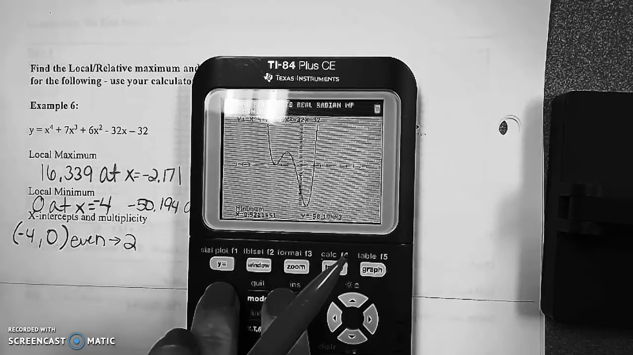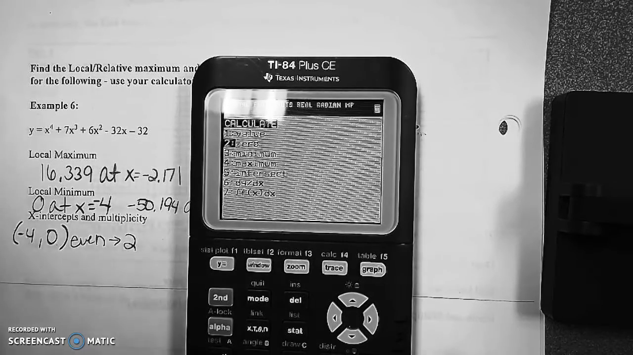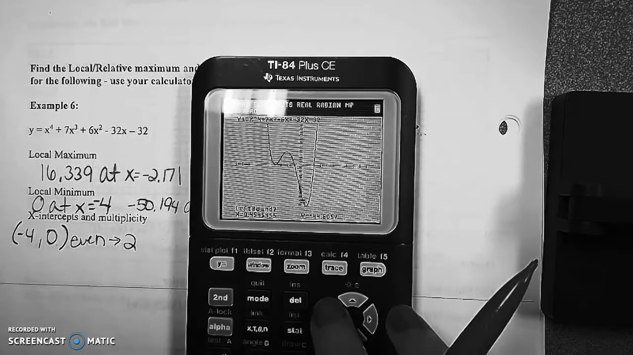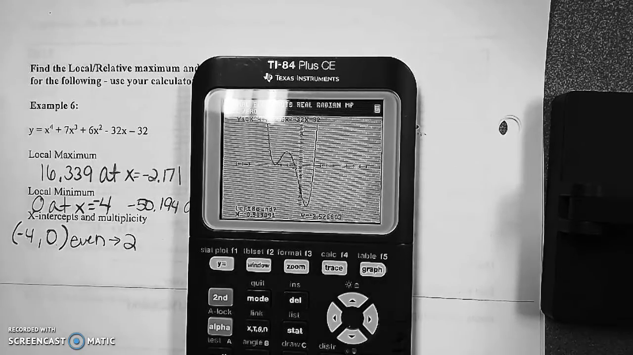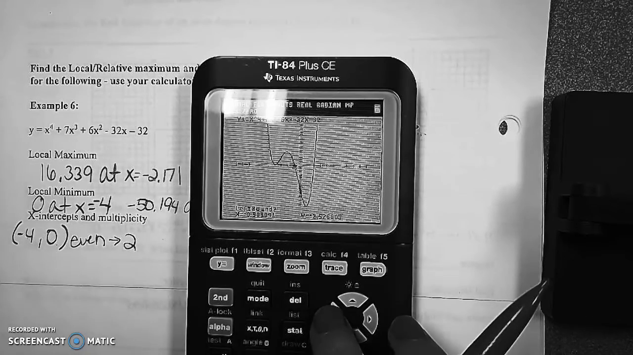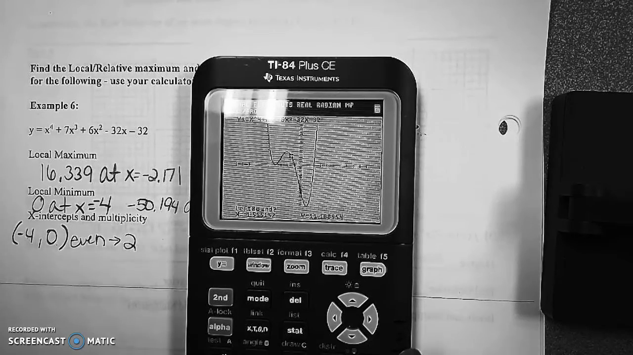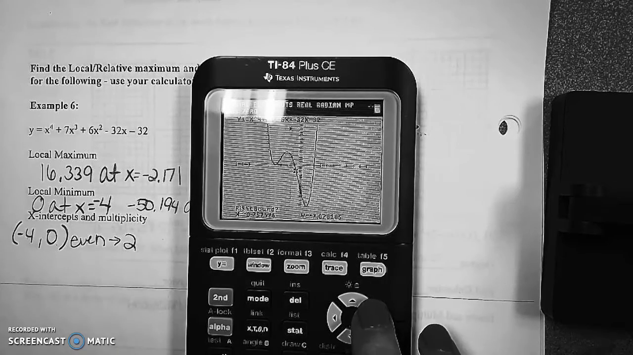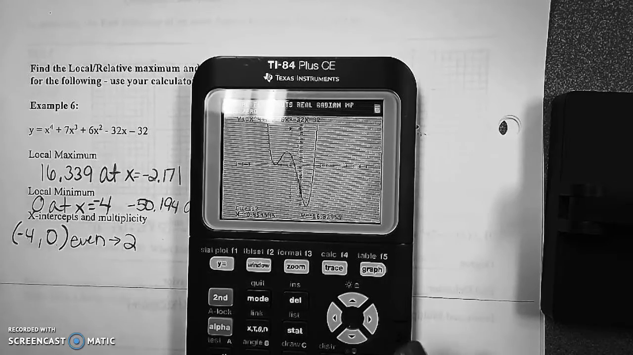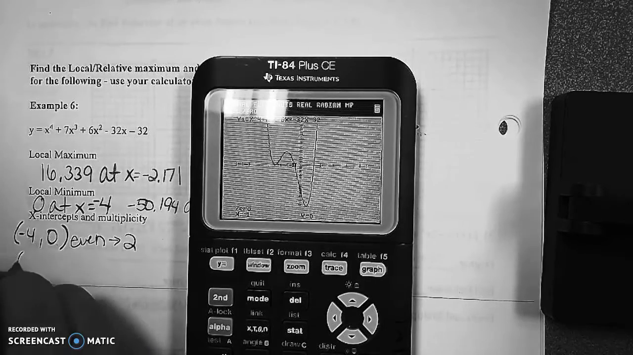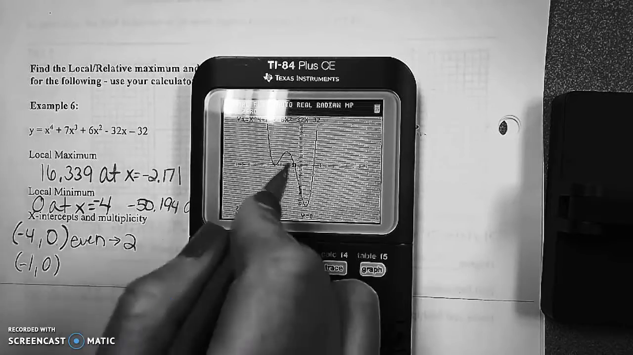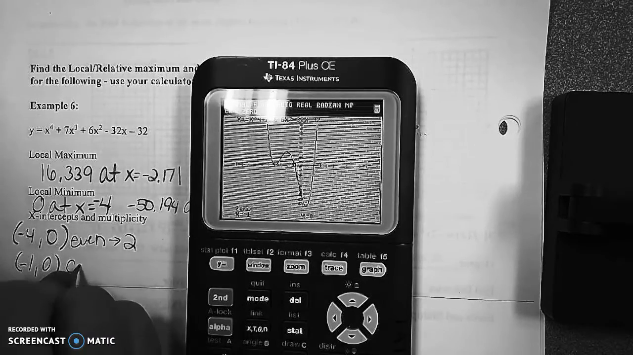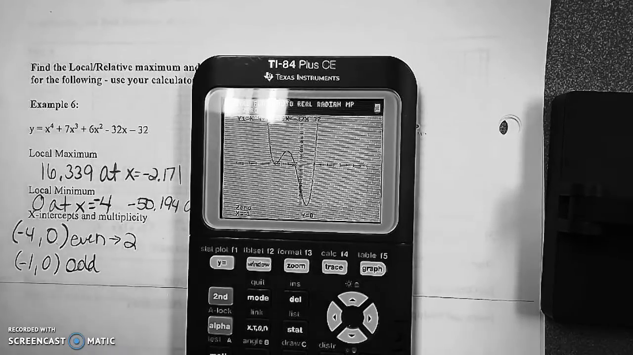So same way you did with the quadratic. Second, trace, 0. So find your cursor, and I like to start by putting mine as close as possible on top of that x-intercept. And so the screen says left bound. Move your cursor until it's to the left of that x-intercept and hit enter. Right bound. Move your cursor until it's on the right of that x-intercept and hit enter. Guess. Hit enter one more time. So we see that we have negative 1, 0. Since that is crossing through at that x-intercept, I know that it's going to have odd multiplicity.